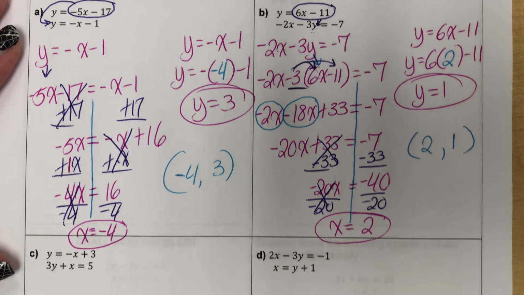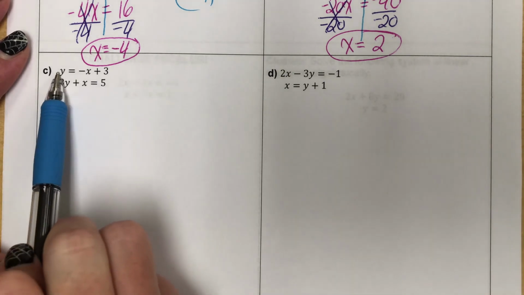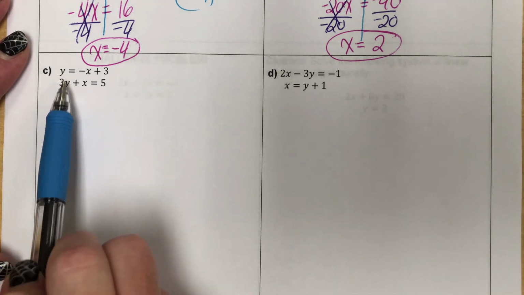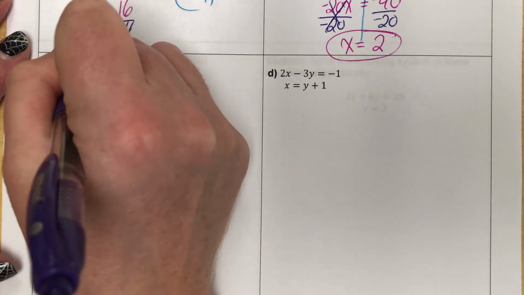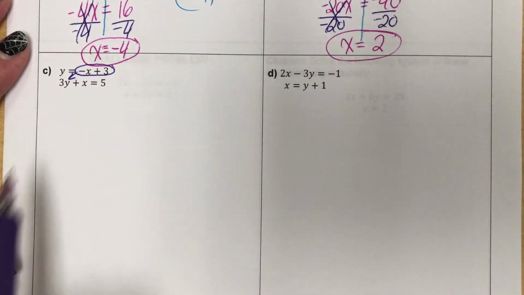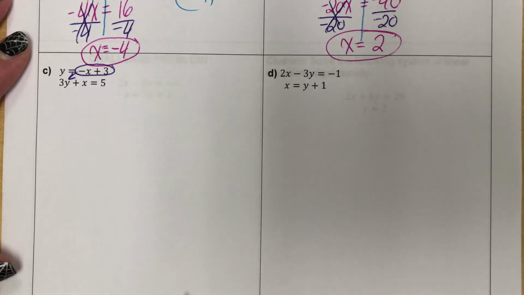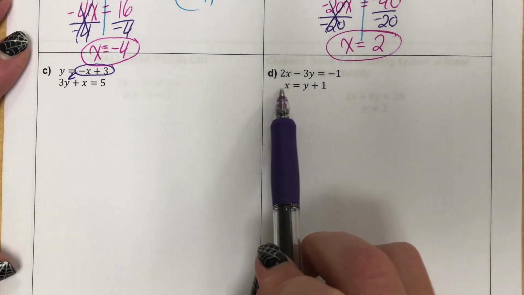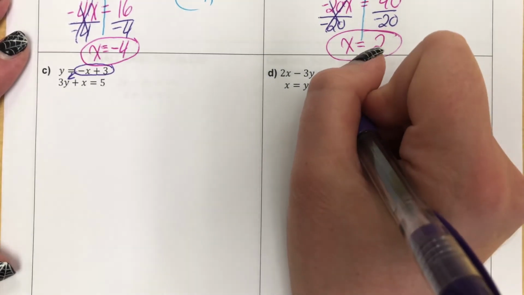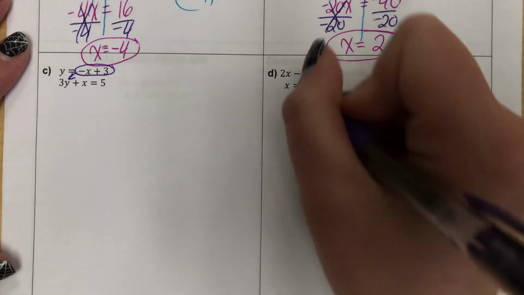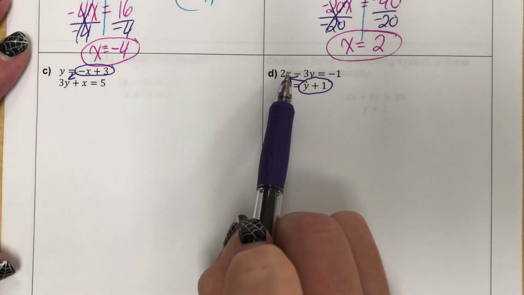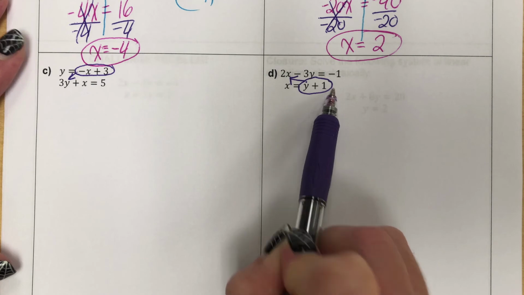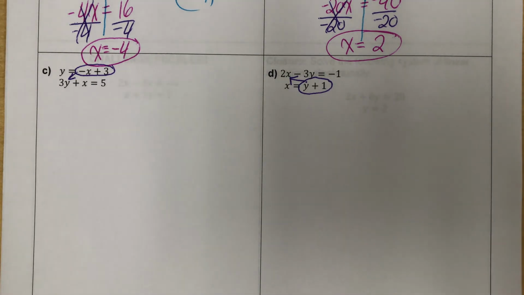All right, as we look down below at C and D, C has a y equal, so I'm good to go. That means in the second equation, wherever I see a y, I'm going to replace it with a negative x plus 3. And if I look at part D, I don't have y equal, but I do have x equal, and that's okay. So now I'm going to switch it. I'm going to actually take the bottom equation and plug it into the top. If I know what x equals, that means wherever I see an x, I'm replacing it with the y plus 1. I want you guys to try C and D on your own. So at this point, press pause, give those a try, and then check back for the answer.